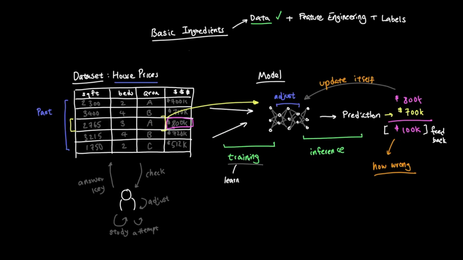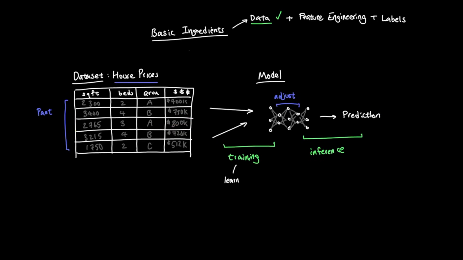We'll talk about the "how wrong" part later when we get into loss functions, and we'll talk about the update itself when we get into gradient descent. But for now, the important idea is that training is the phase where the model is actually learning.